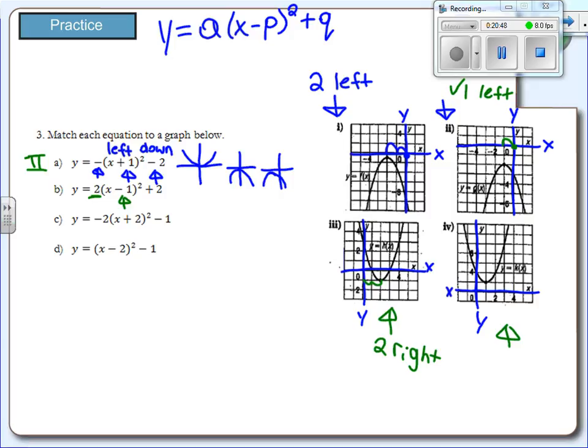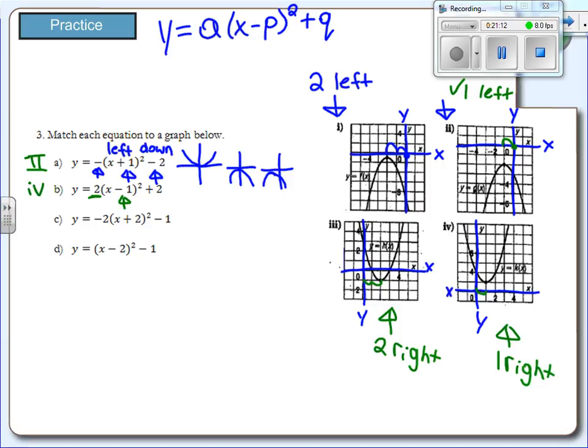If you're wondering how I know how far they've moved, I'm looking at the vertex and trying to figure out how far the vertex has moved to the left or the right from the origin, point 0, 0. For B, we wanted one that went 1 to the right, so our answer must be number 4, IV, because that's the only one that's gone 1 to the right.